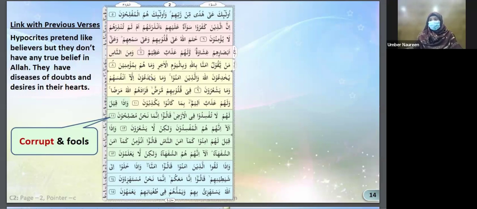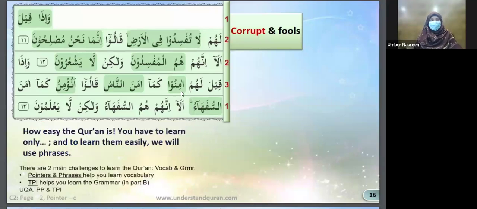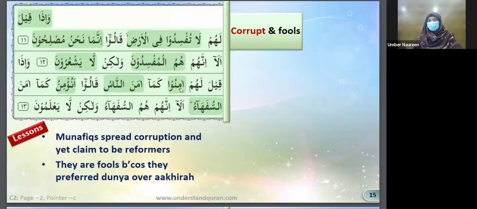So corrupt and fools is also the continuation of the previous topic, where we talked about the hypocrites. They are corrupt and fools. How are they? We will derive some lessons from it: they spread corruption and yet claim to be the reformer. They are fools because they prefer dunya over the akhirah. And here are these ayahs. One of you will raise your hand and recite these ayahs for us. Till then, we are going to look at its lessons.